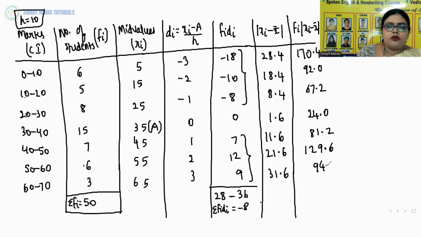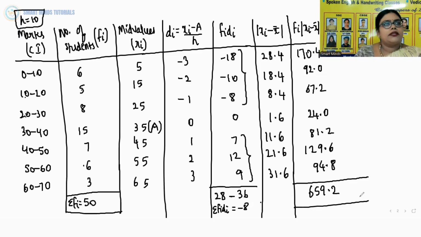So you understood how to multiply the decimal numbers. Now we have to add this last column. So if you add this last column, you will get 659.2. Normal addition, how do we do it? The same way you have to do the addition. Okay, so this is sigma fi mod xi minus x bar.